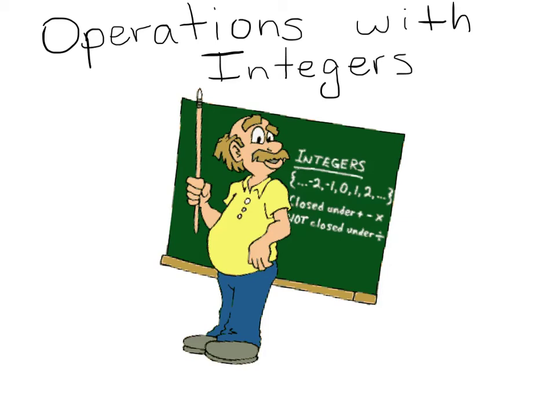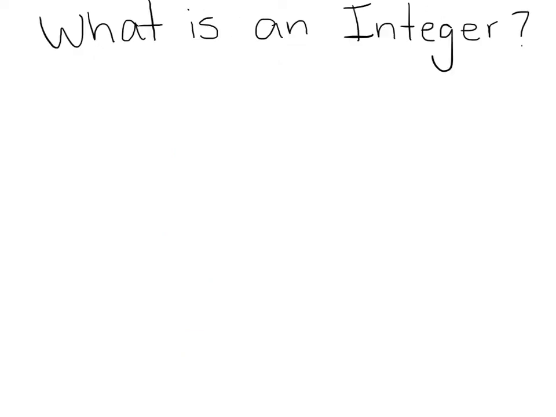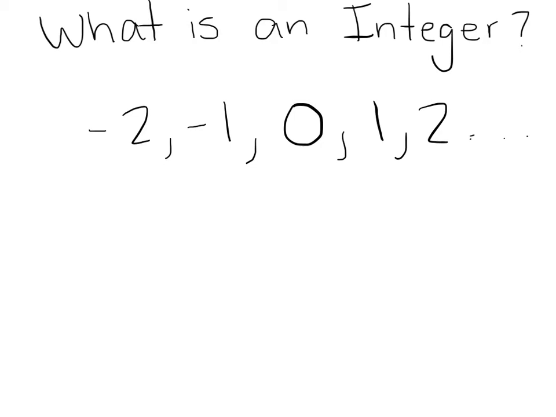Today's lesson we're going to talk about operations with integers. What is an integer? An integer is a whole number that is either positive or negative, including 0. Okay, so we can have -2, -1, 0, 1, 2, and this will continue for all positive whole numbers as well as all negative whole numbers. These are integers.